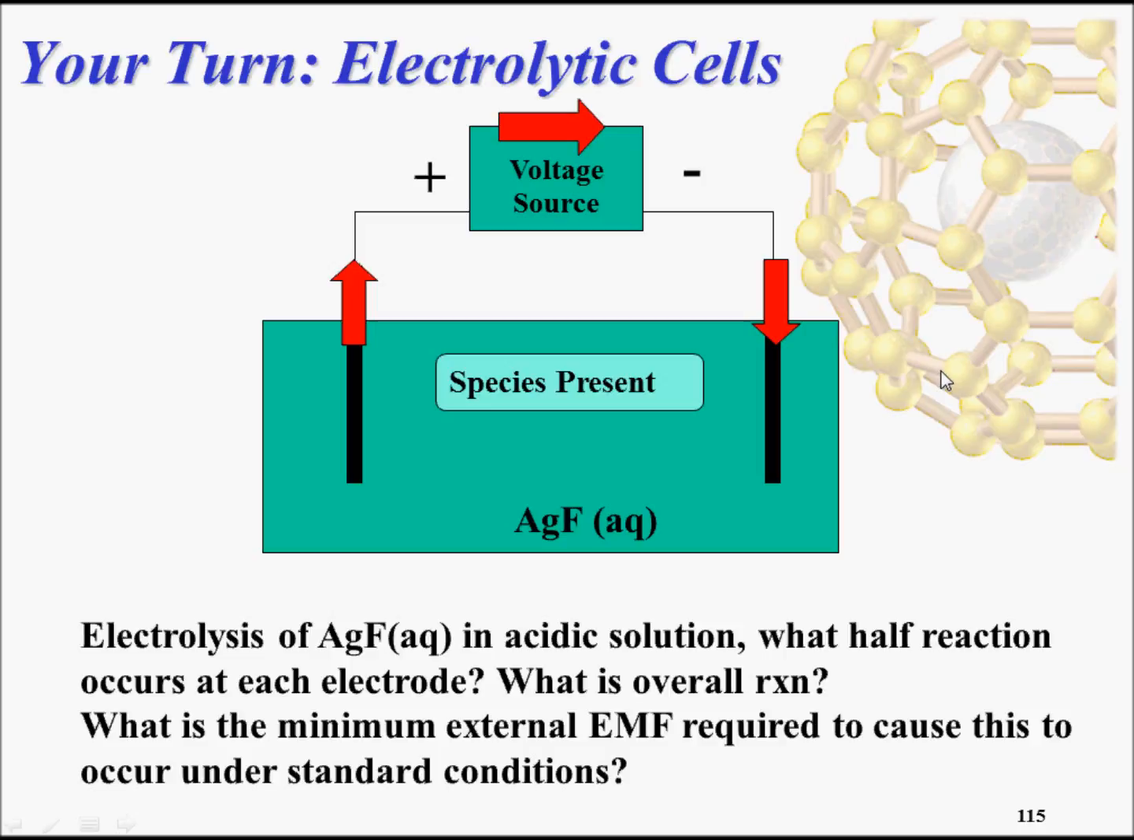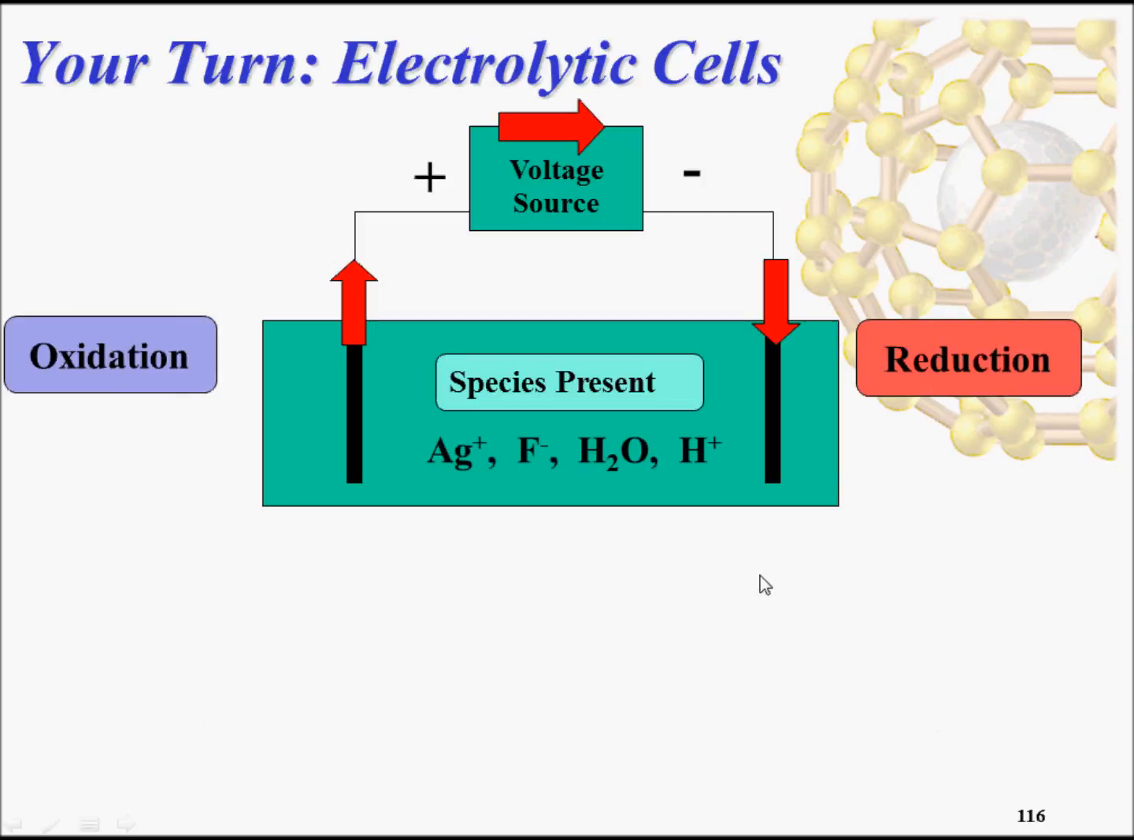Okay, so in order to answer this question, we need to look closely at what species we have present in our cell. Since it's silver fluoride, an ionic compound, it's aqueous, and it's in an acidic solution, the species that we have present are the silver ions, the fluoride ions. It's aqueous, so it's in water, but it also is in an acidic solution, which means we have some hydrogen ions present as well. Depending on what acid, it might be chloride as the negative ion. We're going to assume here, since it didn't tell us, that that negative ion is a spectator and not important.